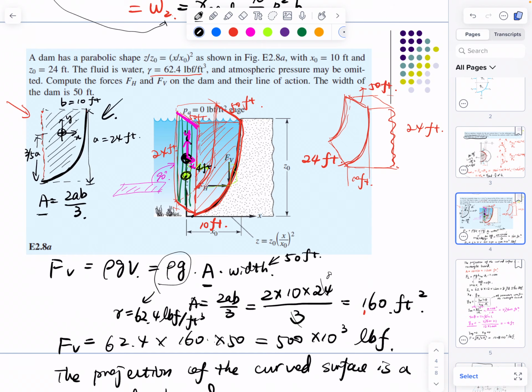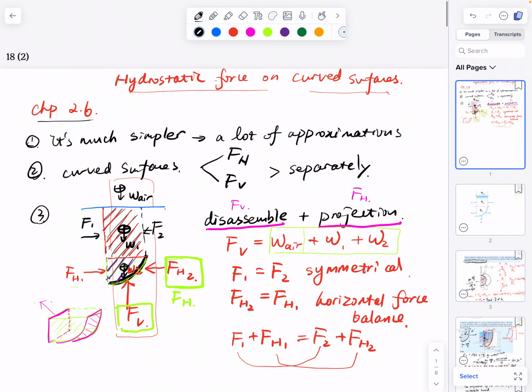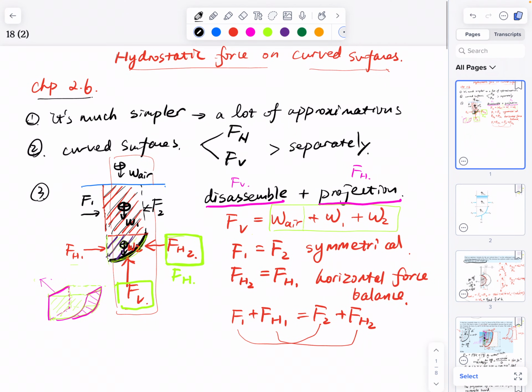Okay, that's the end of this lecture. In this lecture, we talked about hydrostatic force. We said we need to first disassemble it to calculate the vertical force first, and then do a projection to simplify it to a calculable regular board. That's the two steps, and we calculate FH and FV individually. That's it. Enjoy.